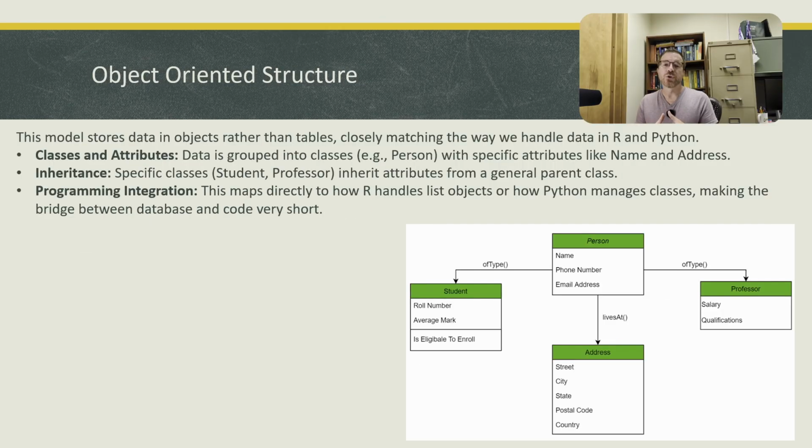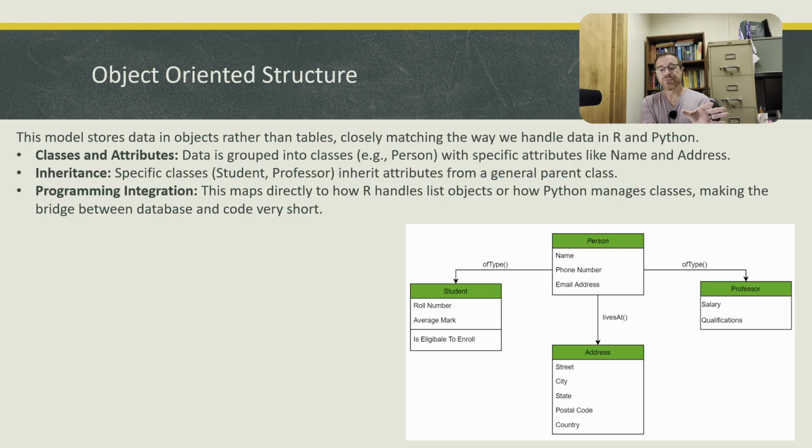Next, we have object-oriented structure. This model will store data in objects rather than tables. This will closely match the way we handle data, again, in R or Python. So we have classes and we have attributes. Data is grouped into classes, for example, person, with specific attributes like name and address.